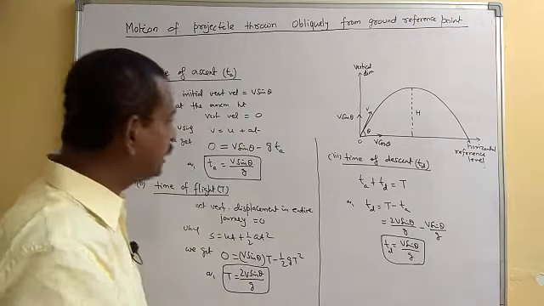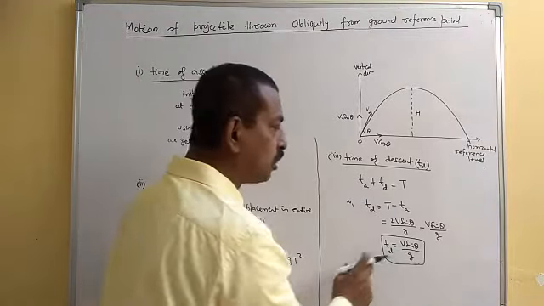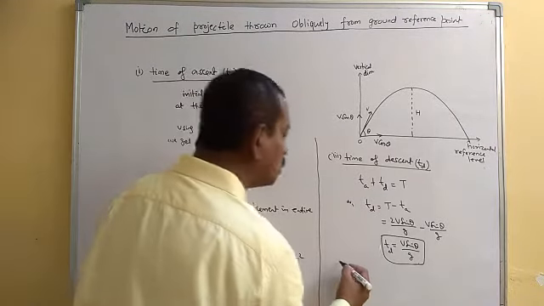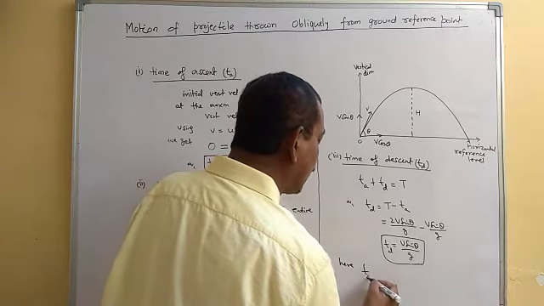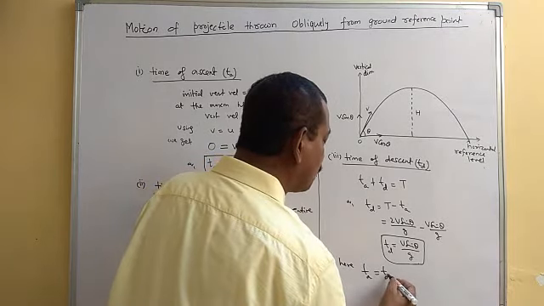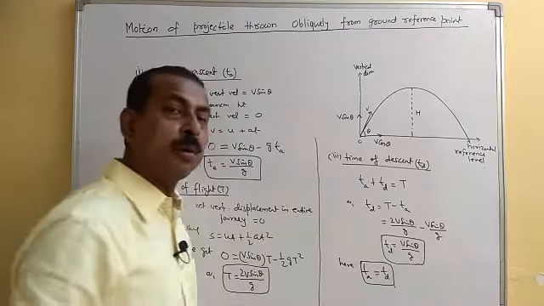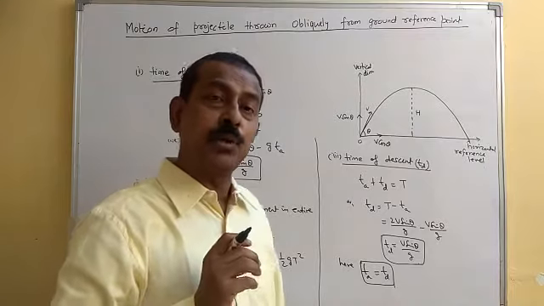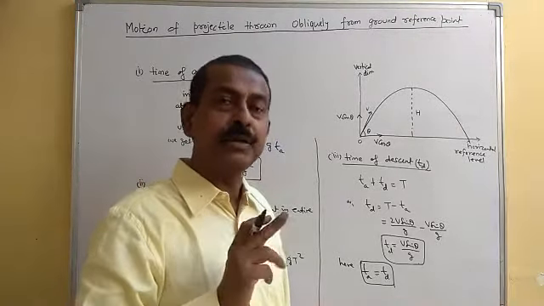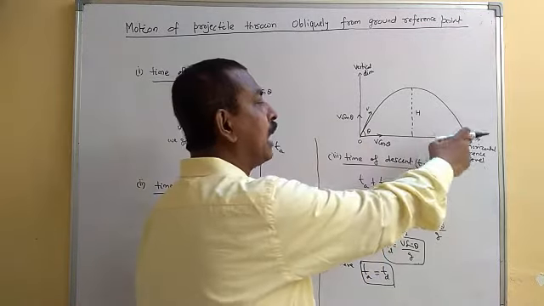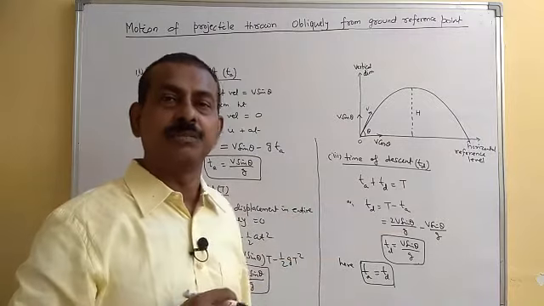So what we find here, Ta, which is v sine theta by g, and Td is also v sine theta by g. So we find here time of ascent is equal to time of descent. But will it always be equal? No. It will be equal only when the point of projection and the point where it is ending its journey is at the same horizontal level.